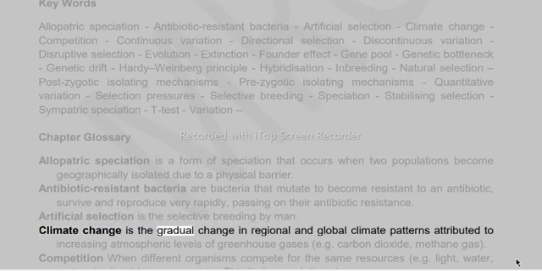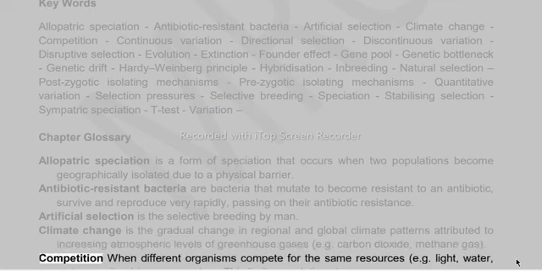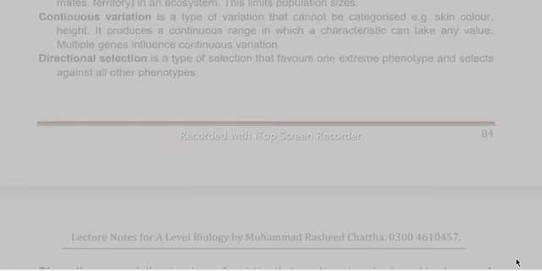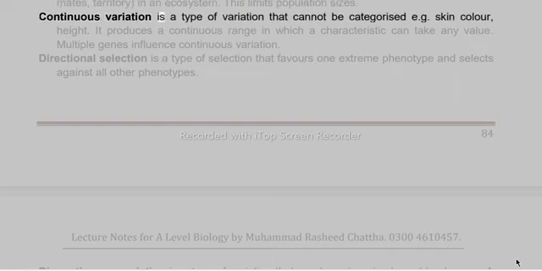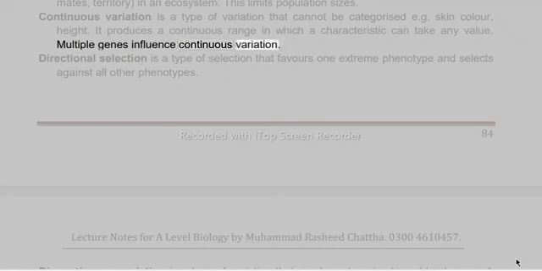Climate change is the gradual change in regional and global climate patterns attributed to increasing atmospheric levels of greenhouse gases, e.g. carbon dioxide, methane gas. Competition is when different organisms compete for the same resources, e.g. light, water, mates, territory, in an ecosystem. This limits population sizes. Continuous variation is a type of variation that cannot be categorized, e.g. skin color, height. It produces a continuous range in which a characteristic can take any value. Multiple genes influence continuous variation.